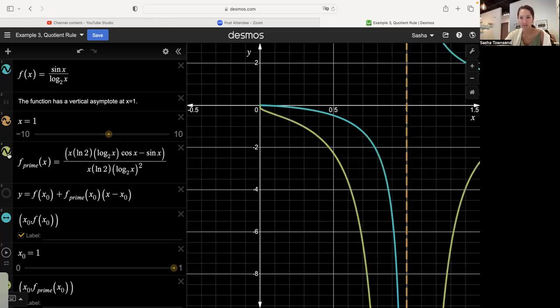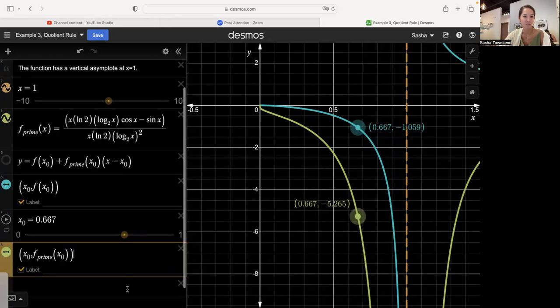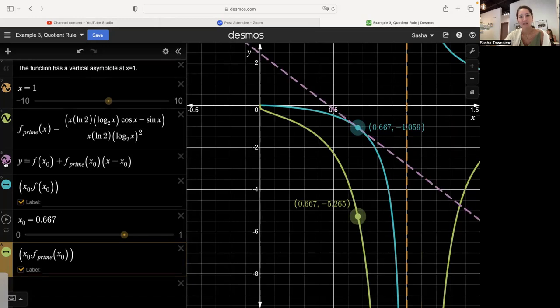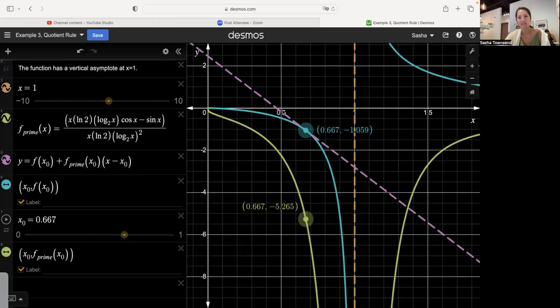If I graph my derivative, there it is. Now let's move the tangent line. So it's somewhere in there. And we see that that's a tangent line. It has a negative slope. The claim is that the slope is about negative 5.265. And I think that that could be right. It's a little bit difficult to see because of the spacing on the x-axis.